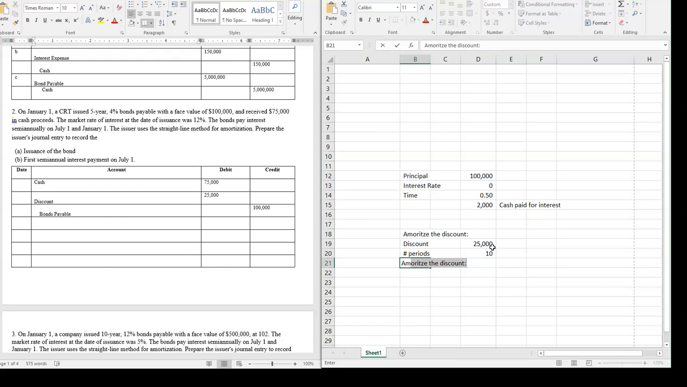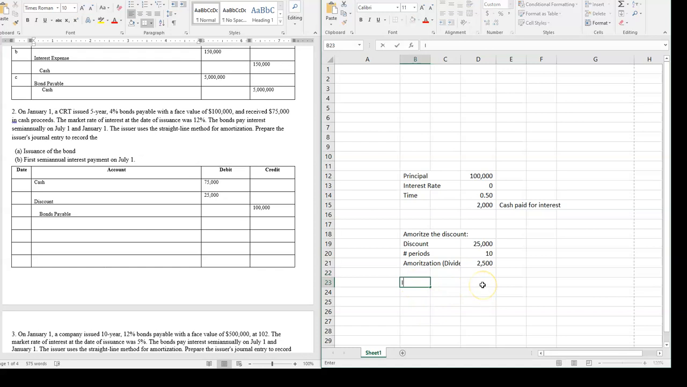So my amortization is going to be $25,000 divided by 10. In other words, every time I pay them interest, I'm going to amortize my discount by $2,500. So at the end of the bond, it will be gone.